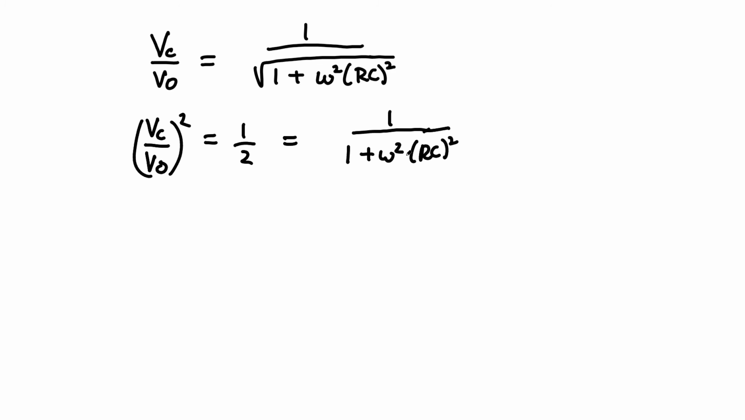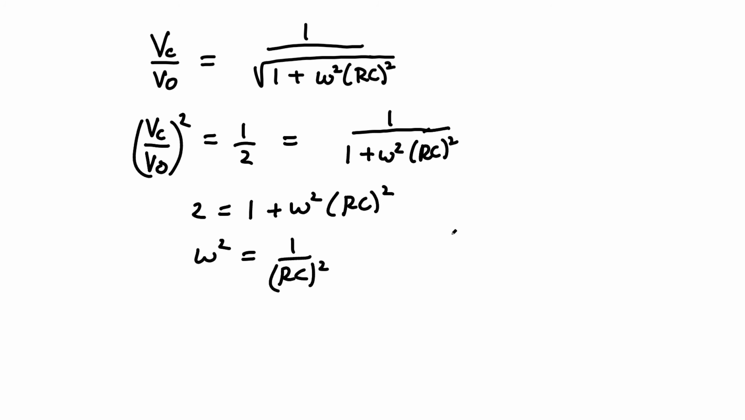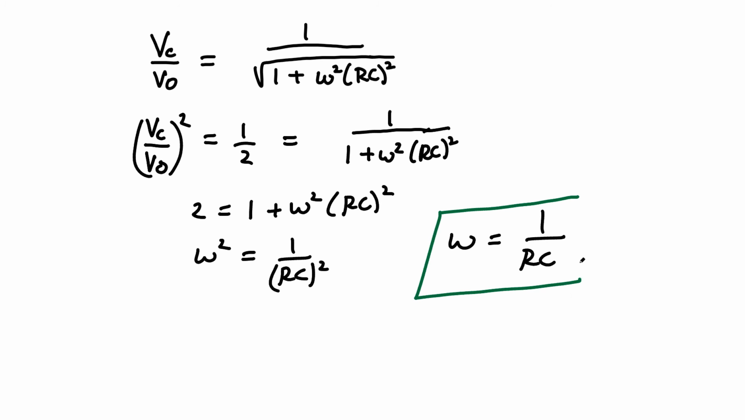And how do you get that? Well, you'll get this denominator equal to 2, that's all we need. We want 2 equal to 1 plus omega squared RC squared. So you're left with omega squared should be equal to 1 over RC, everything squared. So at the end, when the frequency equals 1 over RC, you're going to get half the power.